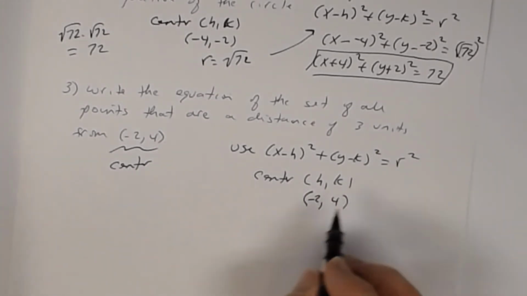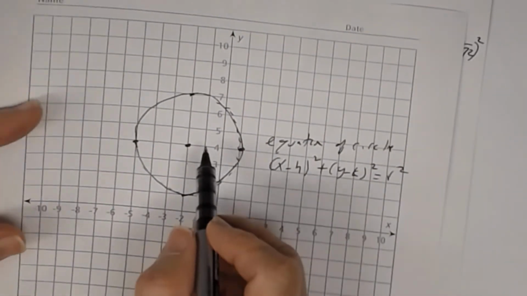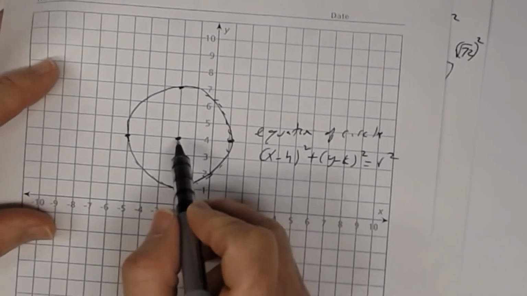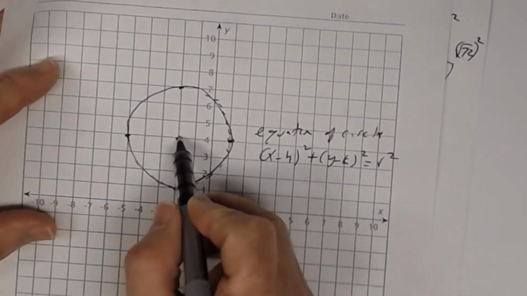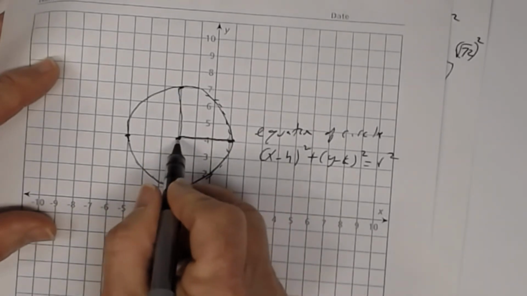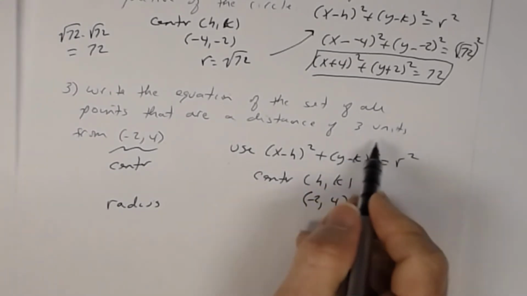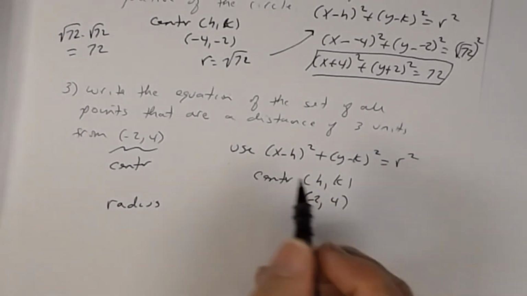Your radius, now let's think about the radius. Remember, the radius is the distance from the center to a point on the circle, right? So can you tell me how many units each of those distances is? 3 units, right? This right here is your radius. So the radius is 3.